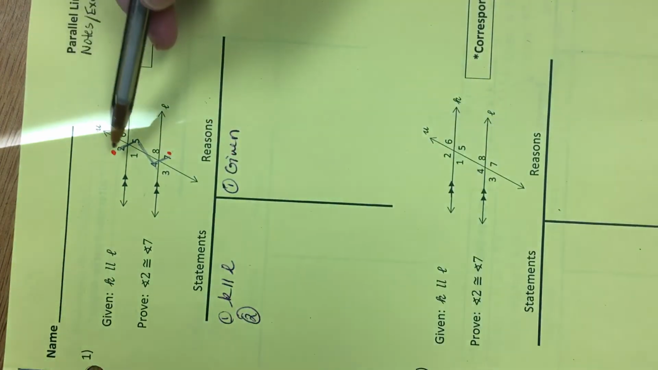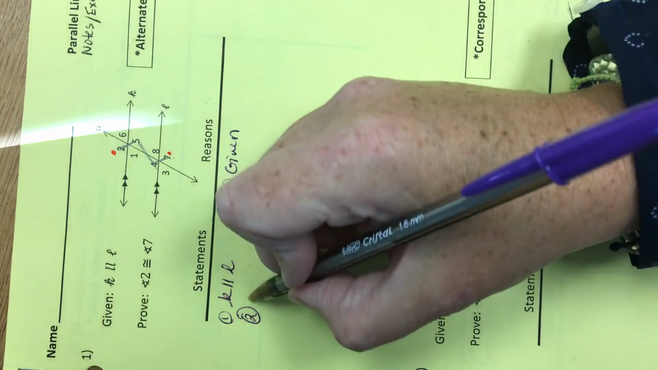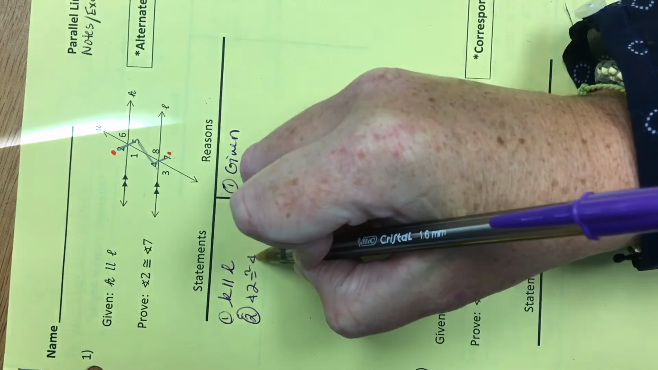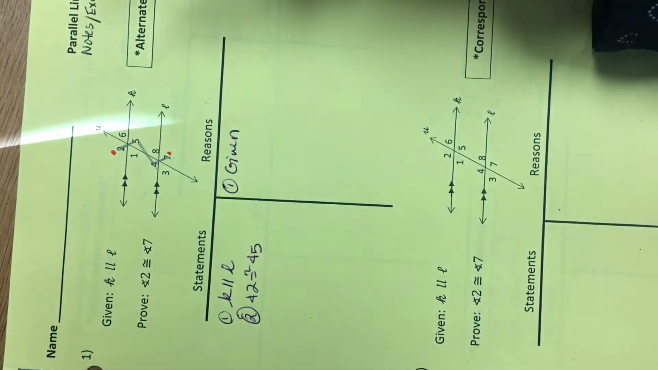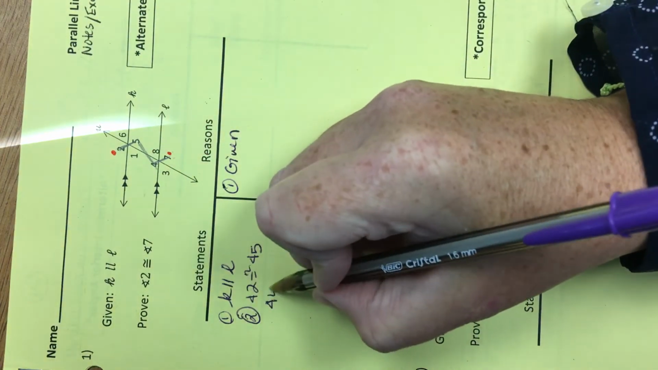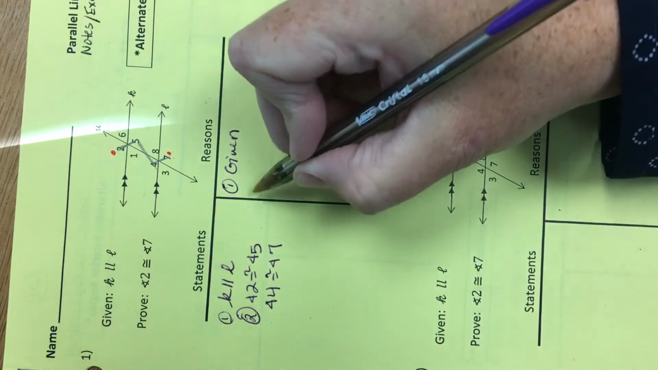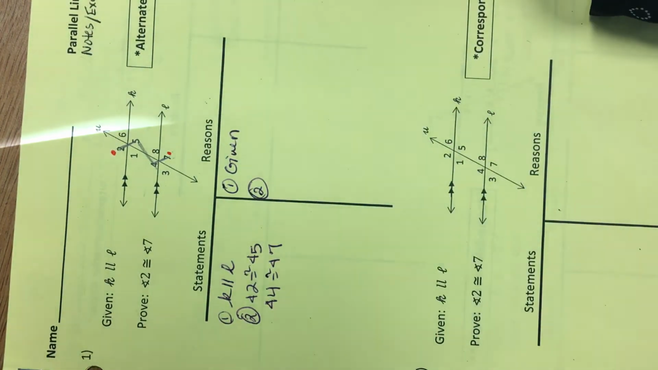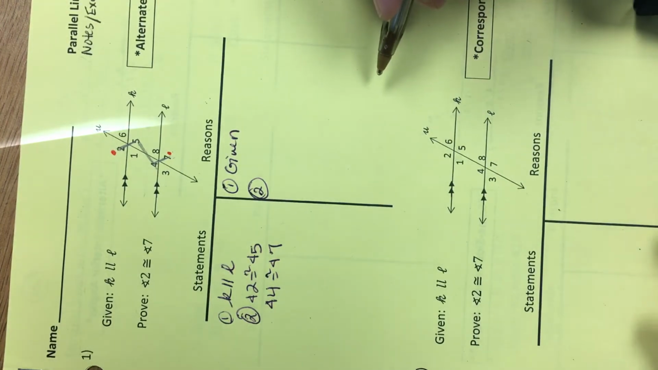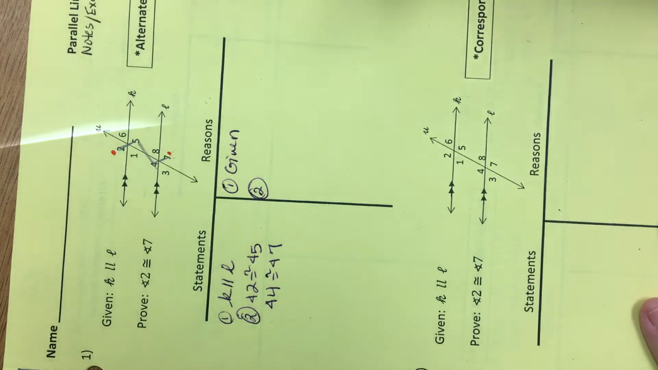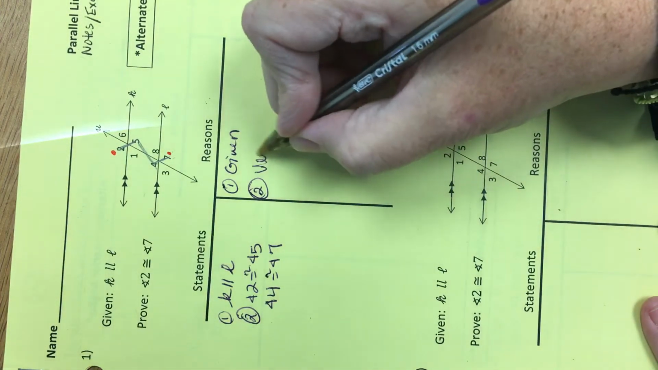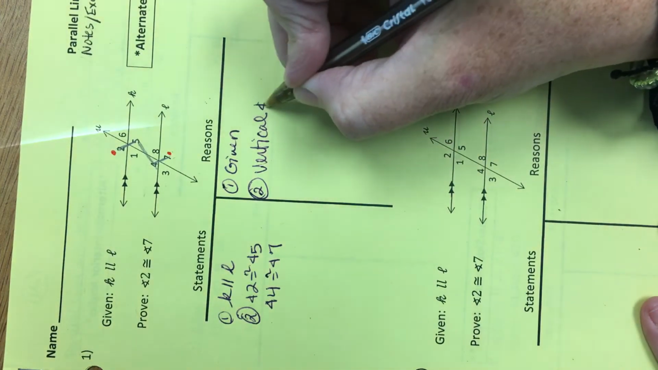So step 2 would be giving you your verticals, which would be angle 2 congruent to angle 5, and angle 4 congruent to angle 7. Now you can watch this and watch me do it and then copy it down after by watching it again. Look how fun that is. Whatever you want, or you can copy as we go. Vertical angles are congruent. Great.